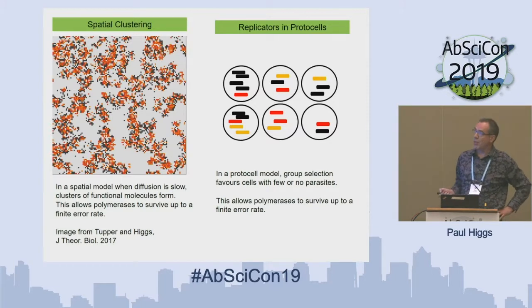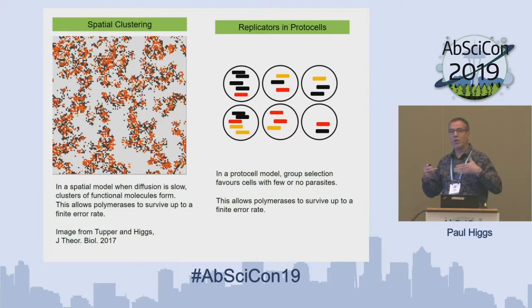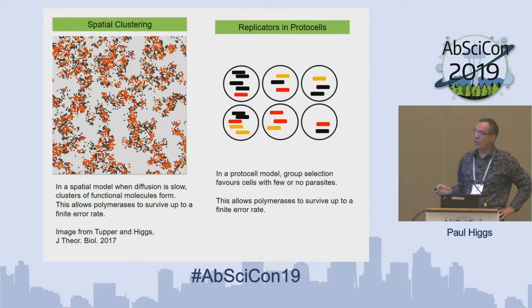In a spatial clustering model, the molecules have positions now. There are still three types of strand. When you have slow diffusion in a spatial model, you get clusters of functional ones together. So the functional ones meet the other functional ones more often than by chance, and therefore they have a benefit, which counteracts the mutational benefit of the parasites. So clusters of red ones can survive, whereas well-mixed red ones do not survive.